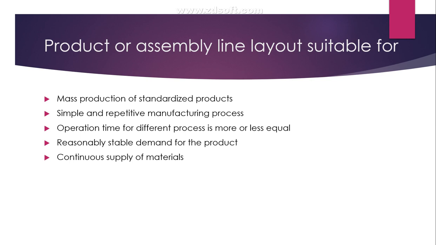So it is not really suitable for complicated manufacturing processes. Operation time for different processes is more or less equal, so such industries are suitable. Reasonably stable demand: you don't see much difference in terms of demand for the product. For such products it is suitable. And with respect to the raw materials of your product, when we see a continuous supply of such materials, for such products this layout is suitable. So this was all about product line layout.